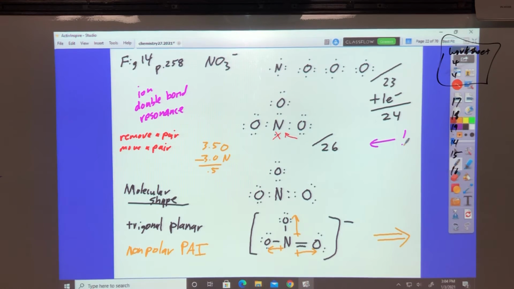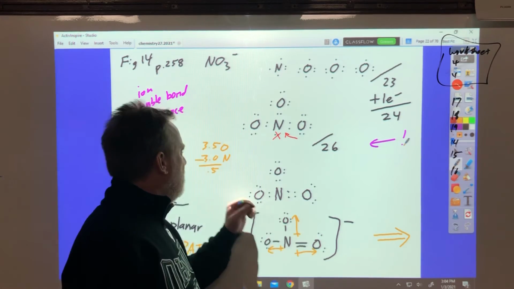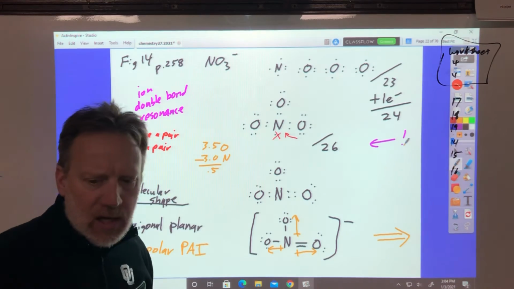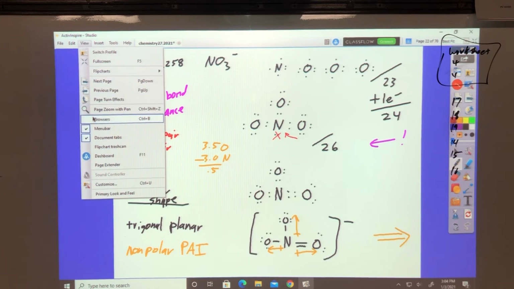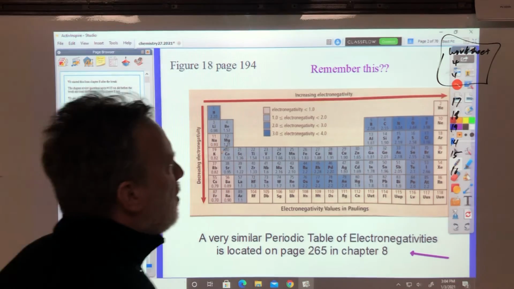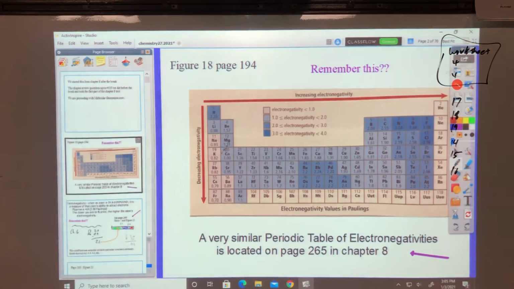And this is pretty nonpolar. You got a dipole from nitrogen to oxygen, because oxygen's number is about 3.5, nitrogen's about 3, that difference is about 0.5. I don't worry too much about those numbers specifically. See, oxygen is 3.44, nitrogen 3.04. They're actually different by about 0.4 according to this table.